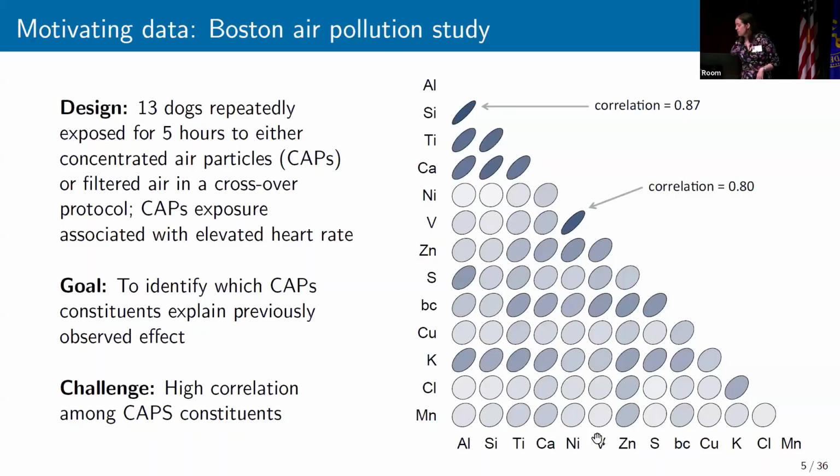So you can see here, this is showing a correlation plot of the 13 CAPS constituents. And here we can see notably that aluminum and silicon have a high correlation of 0.87, as well as a cluster of highly correlated exposures. And then vanadium and nickel have a correlation of 0.8. So we want to be able to see, are there bad actors, but also know that we might not be able to disentangle effects if some exposures are really highly correlated.